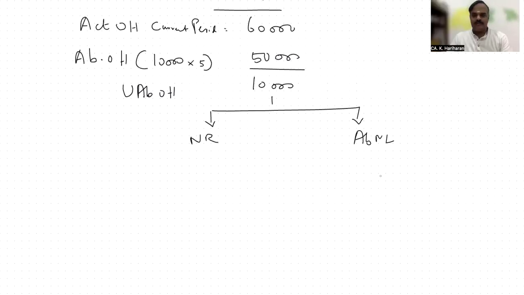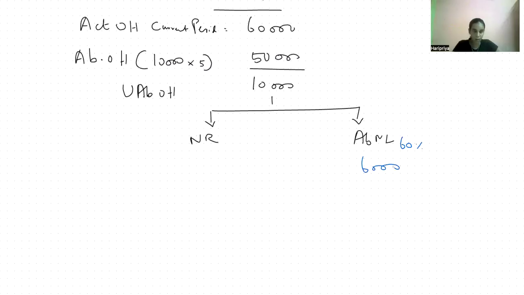For abnormal, they have given 60% was due to defective planning. So that should be charged to abnormal. For the abnormal reason they have given the percentage itself, 60%. There is no other thing, right? Yes, sir. 6,000 is due to abnormal reason. The balancing figure remains 4,000 due to normal reason. That's all.